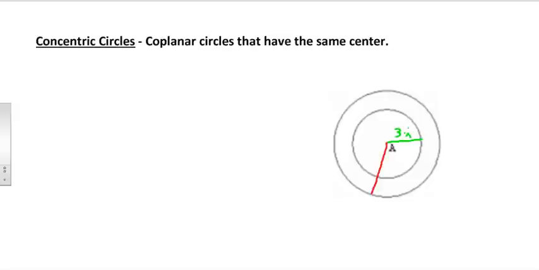The other one here might be circle A with a radius of 5 inches. You could also name them with their endpoints. So the smaller circle here would be circle A with a radius of AB, or the larger circle, circle A with a radius of AC.